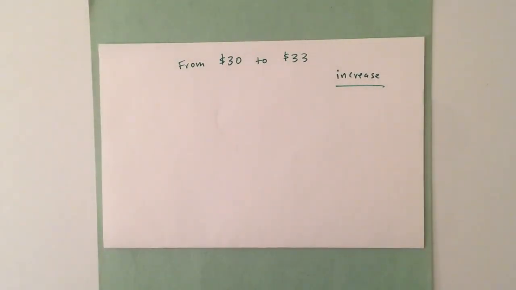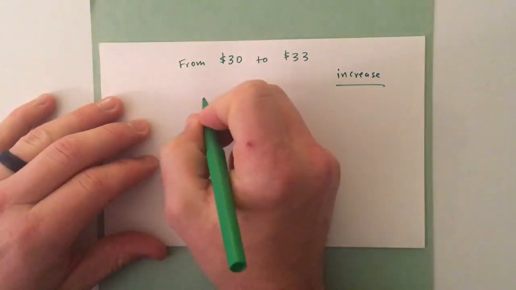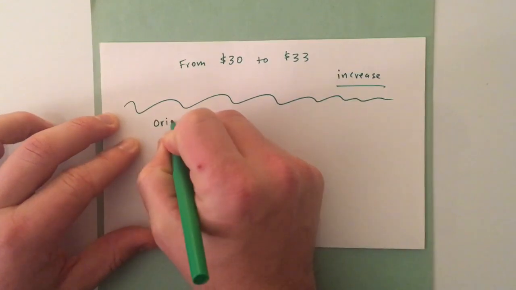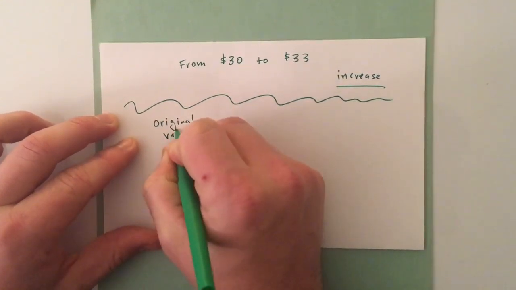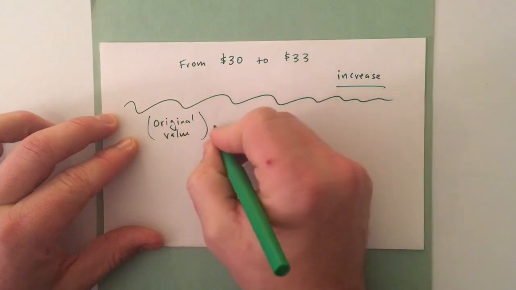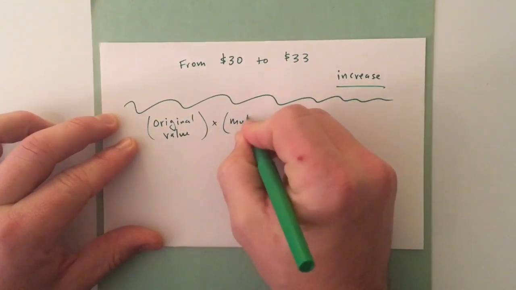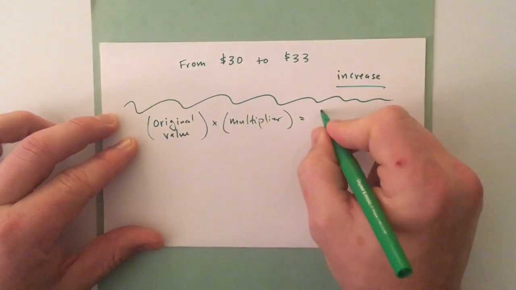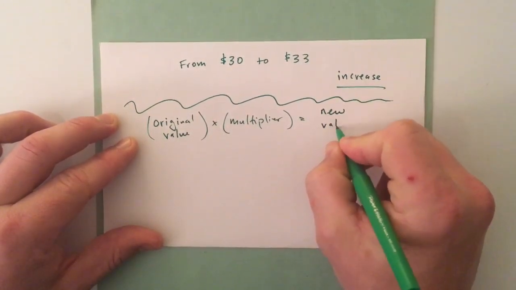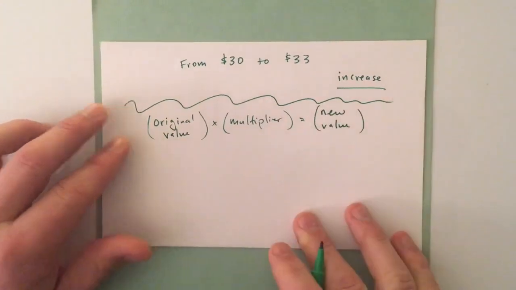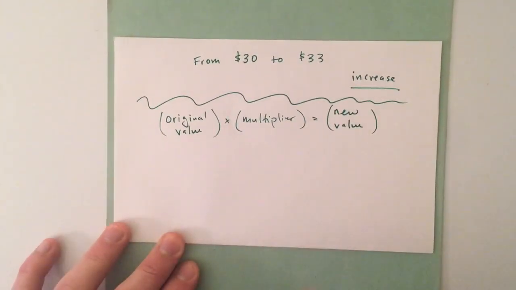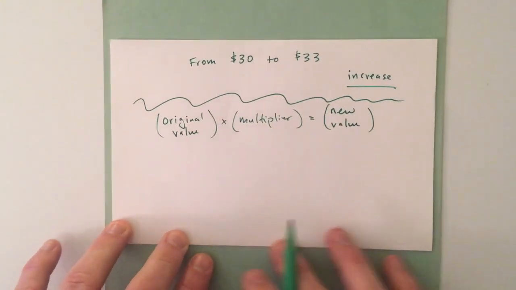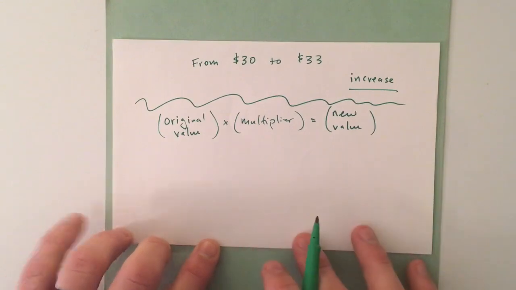Okay, and on the video, I use sort of this formula. And we'll do this. If we start with our original value, right, and then we multiply it by a multiplier, we get our new value. All right, so let's use this here. I have $30 and $33. I'm missing the multiplier. I don't know what percent I'm changing this, right?